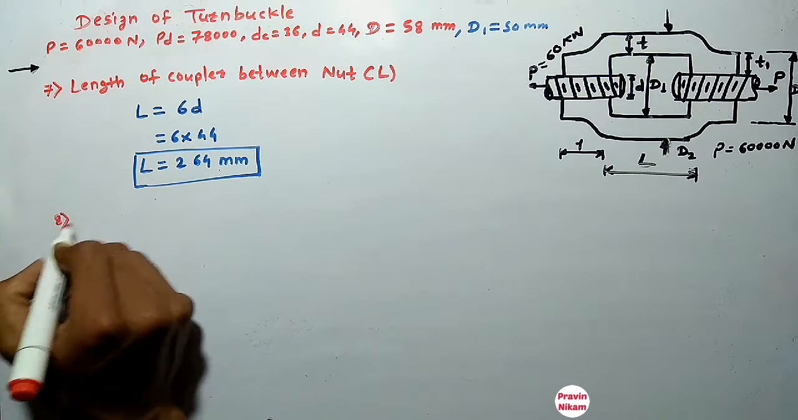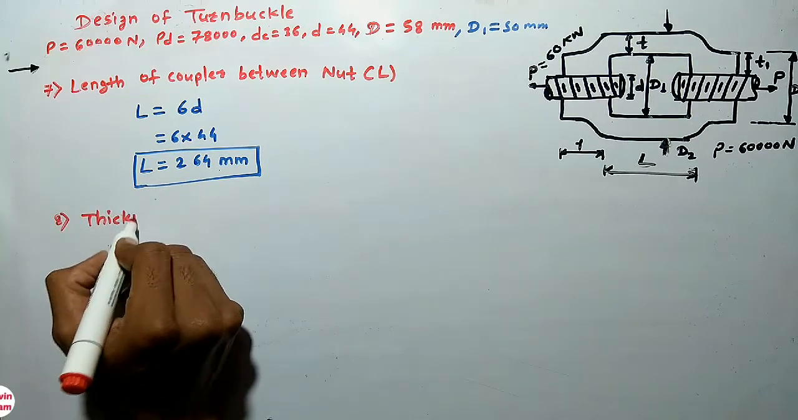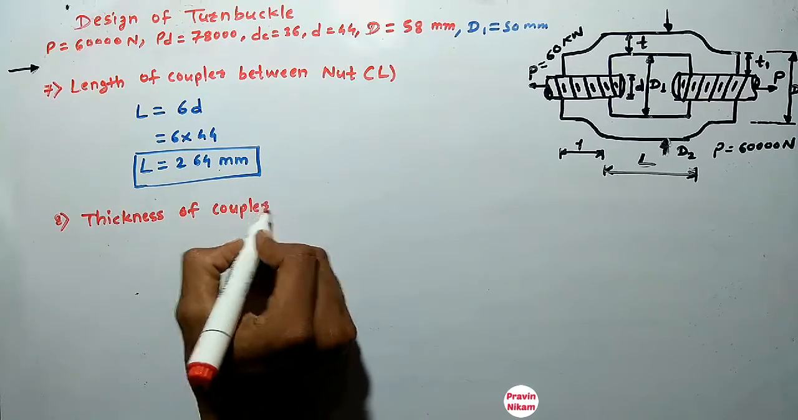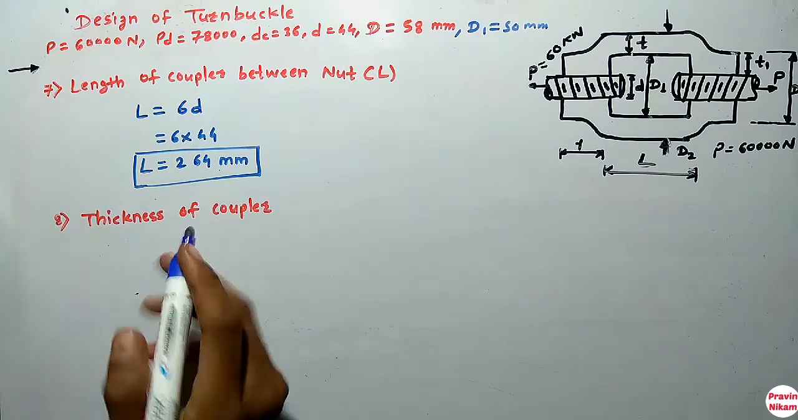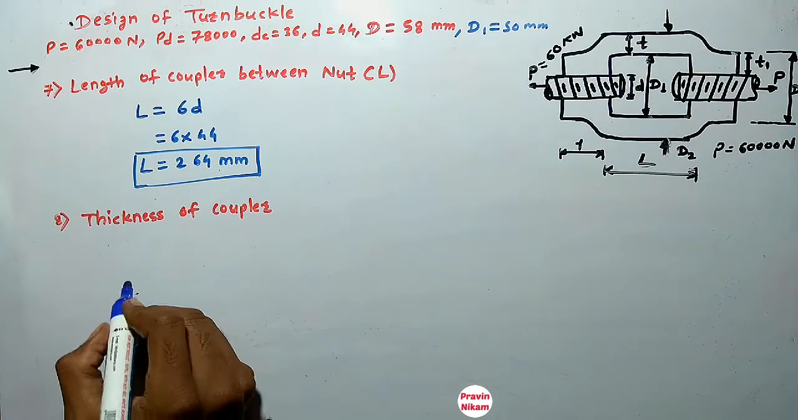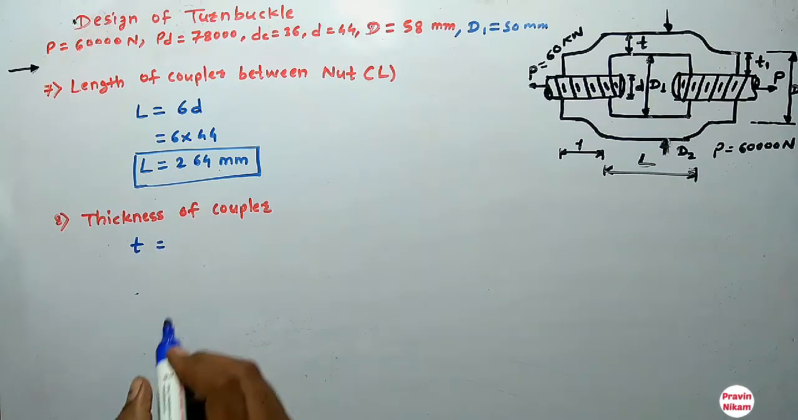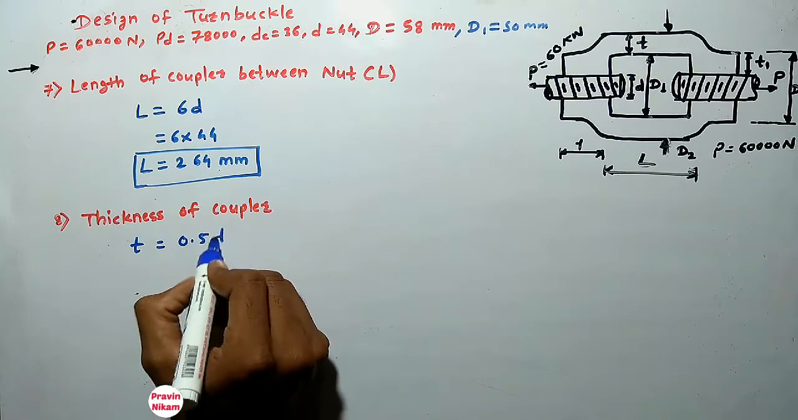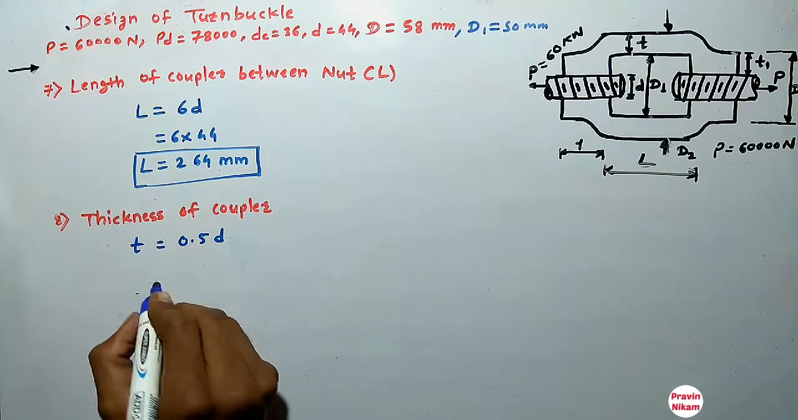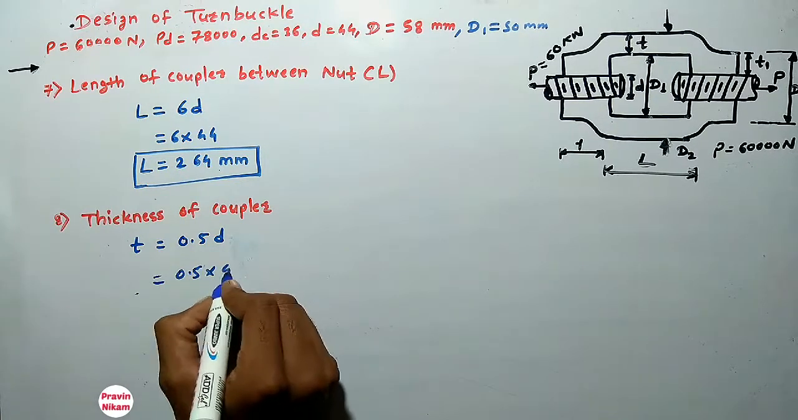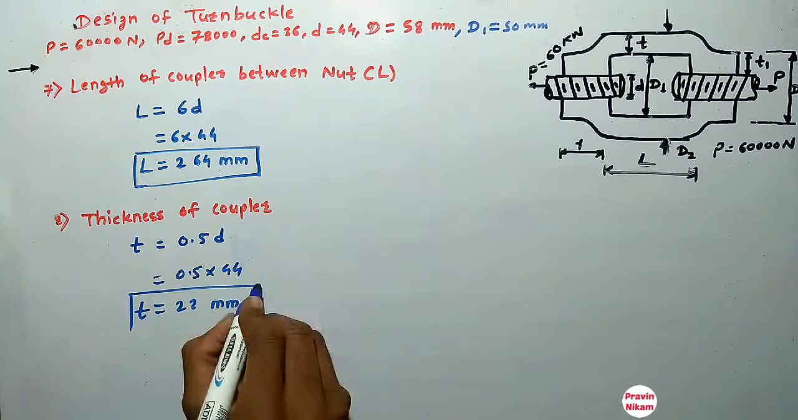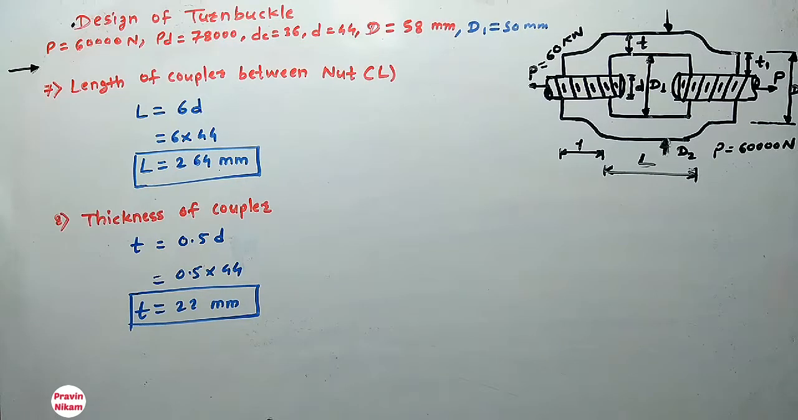Now the eighth dimension is thickness of coupler, that is T. Thickness of coupler is T. So T is equal to 0.5 times d. So that is equal to 0.5 into d, which is 44. So that is 22 mm, the thickness of coupler.